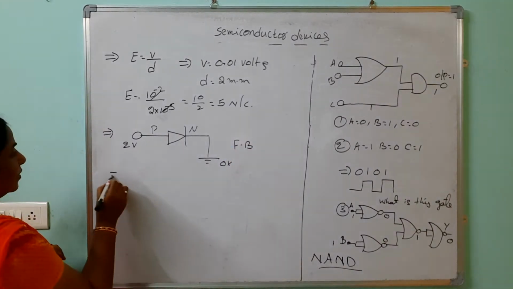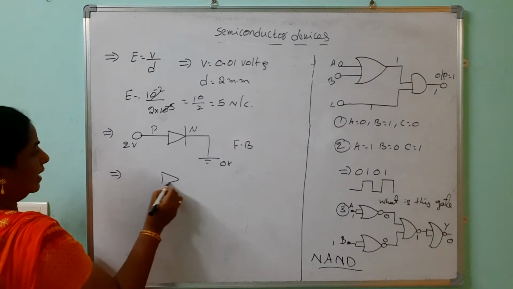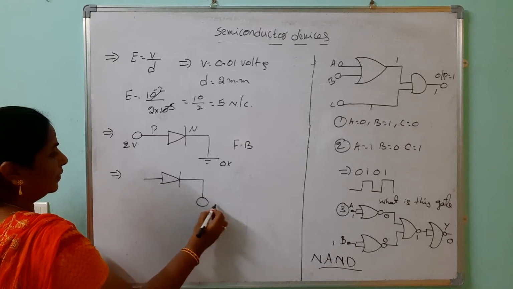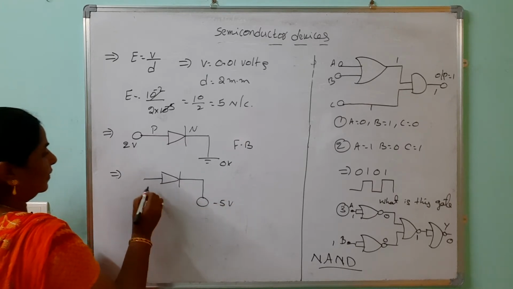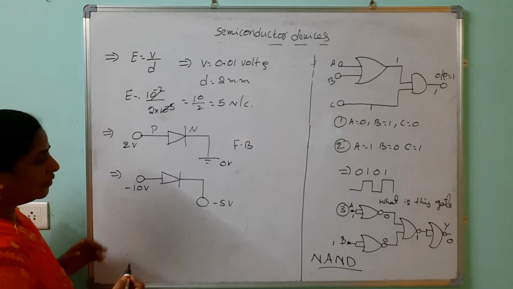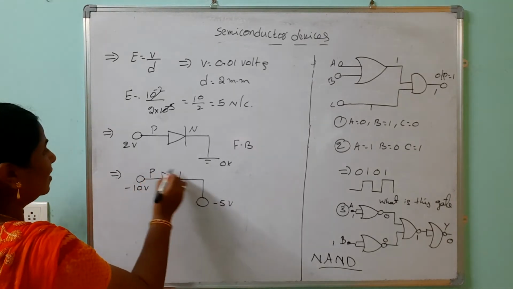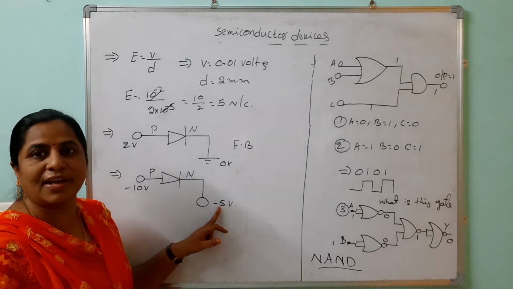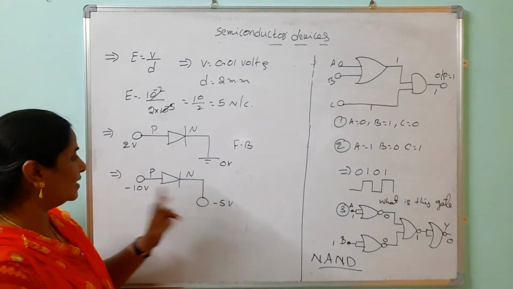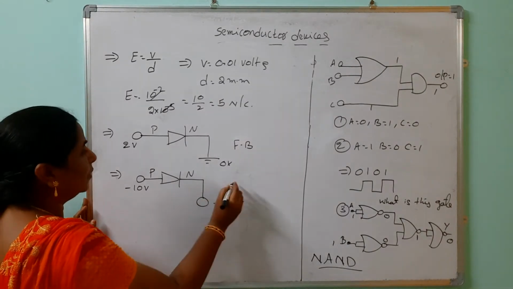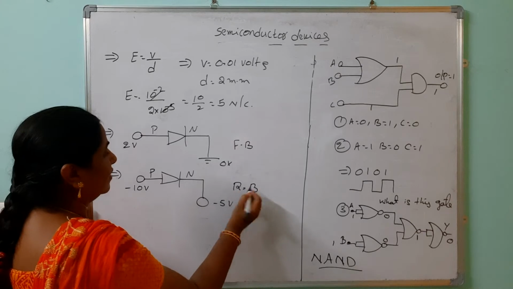Then the second one, look here, a similar PN junction diode. This is given minus 5 volts and this is given minus 10 volts. So which is the high potential and which is the low potential here? See, N is minus 5, and minus 5 is more than minus 10. So N is at high potential and P is at low potential, meaning this is the reverse bias.